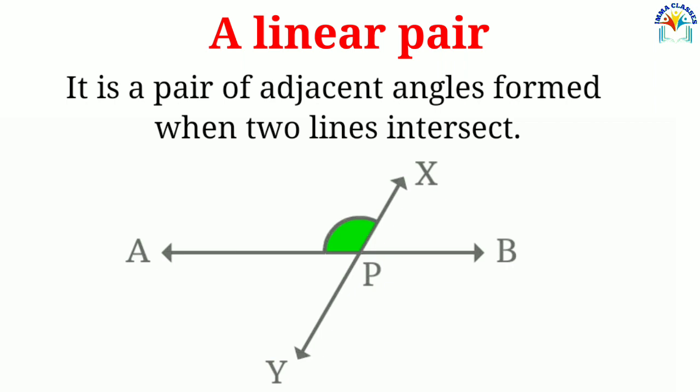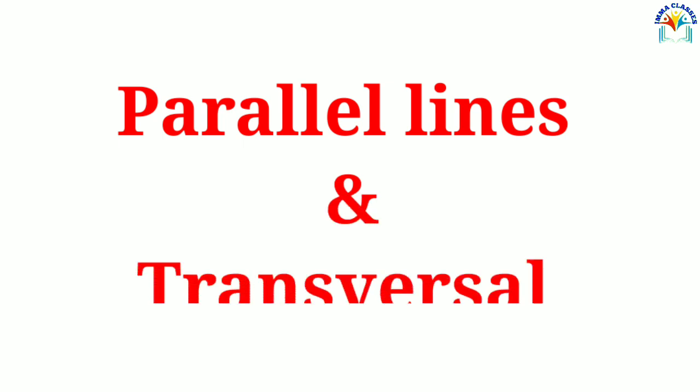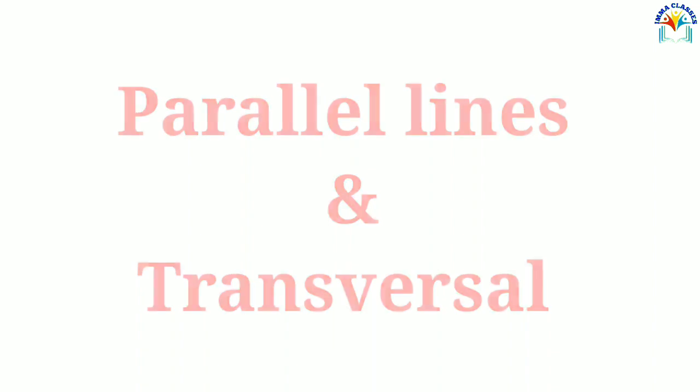Number 4. Linear pair. It's a pair of adjacent angles formed when two lines intersect. The sum of these two angles is always 180 degrees. Sir, is that all? No, there is something more. I need to introduce the concepts of parallel lines and transversal now.